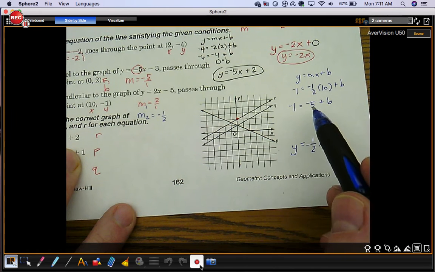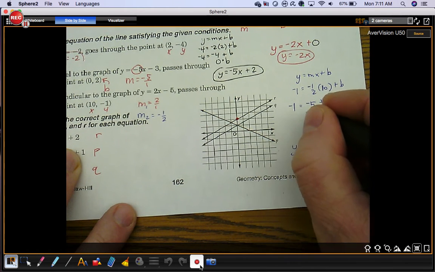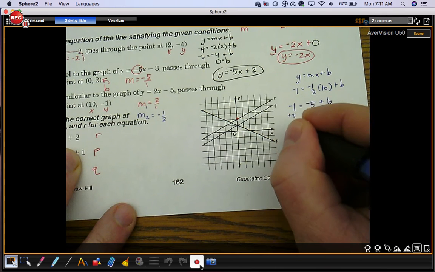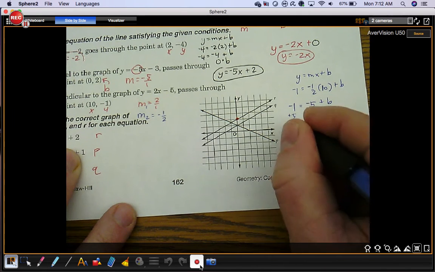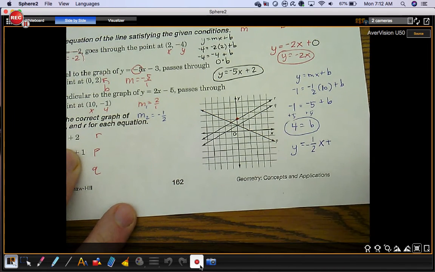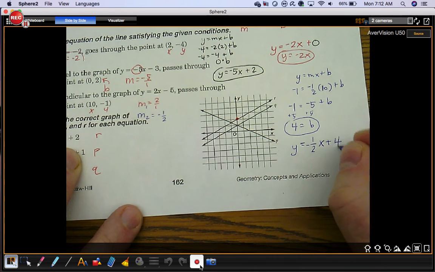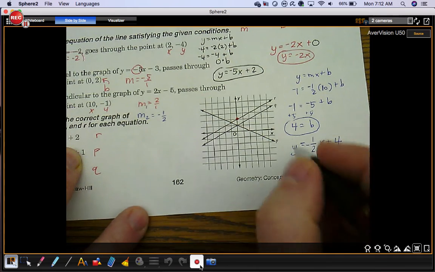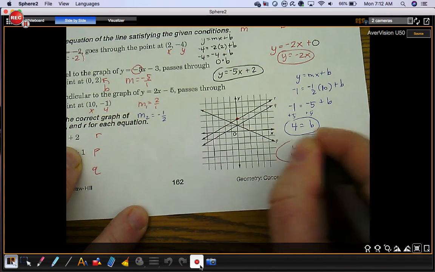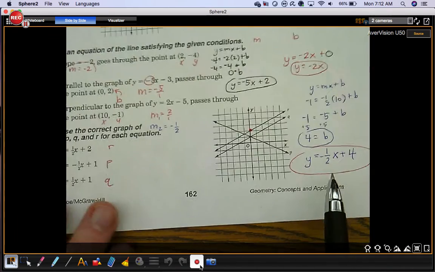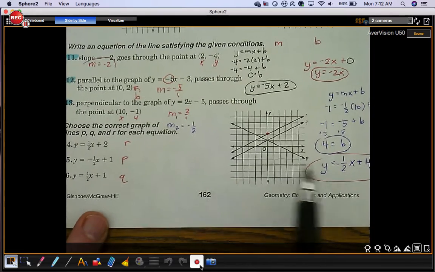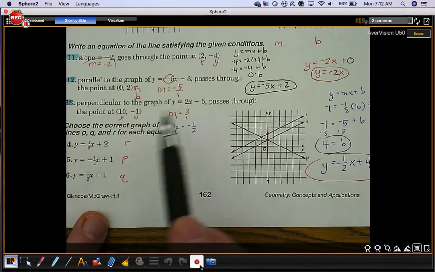To get b by itself, I'm going to add 5 to both sides. That's your y-intercept. Put that right there. This equation is of a line that is perpendicular to this equation, and it goes through this point.